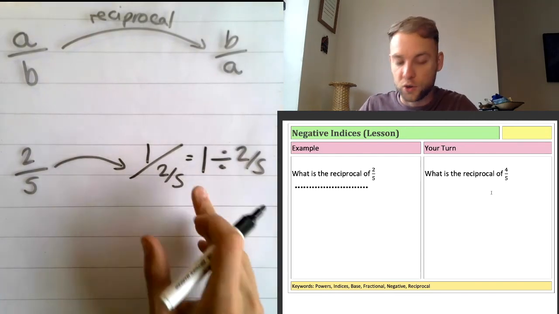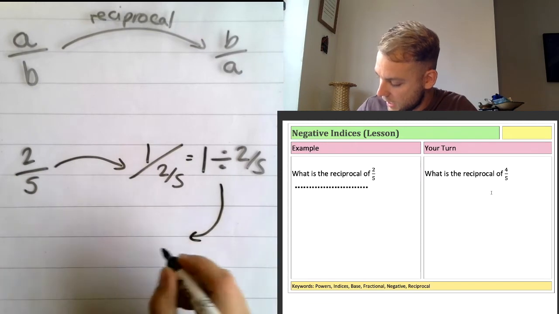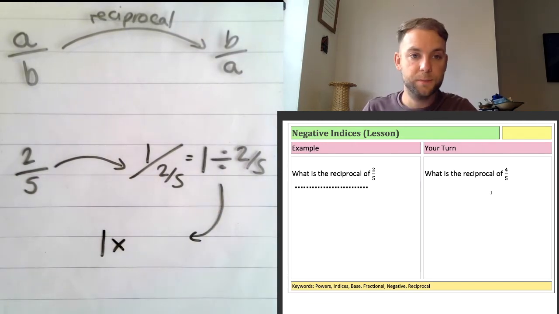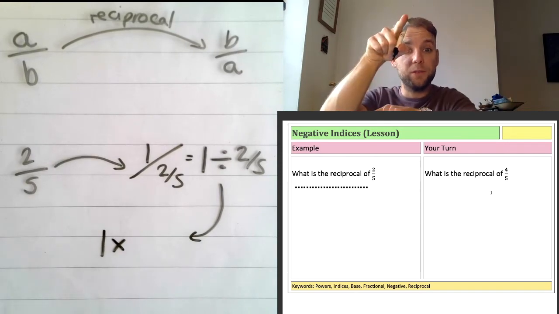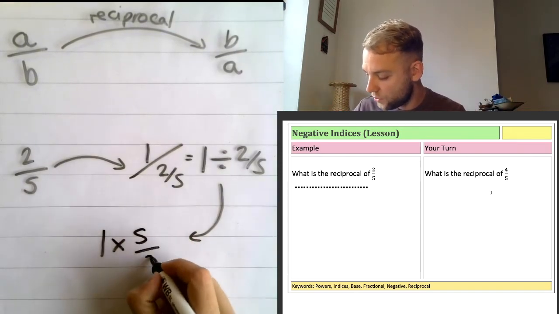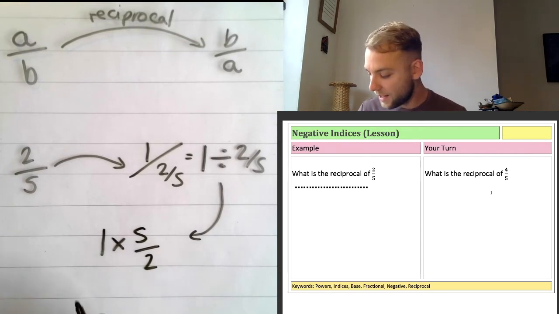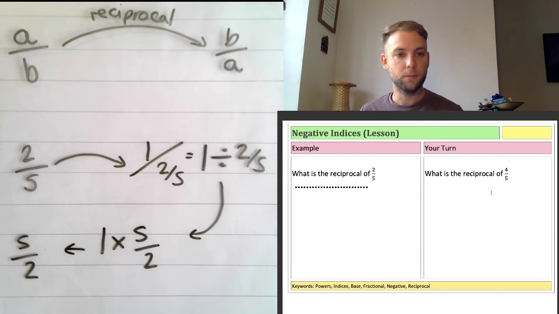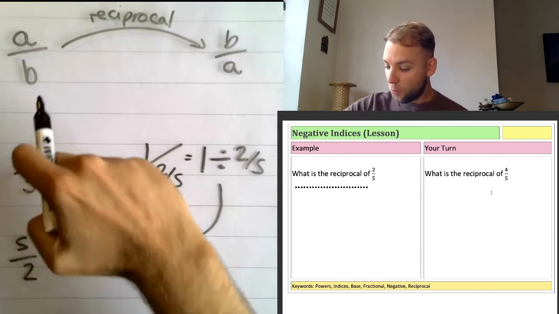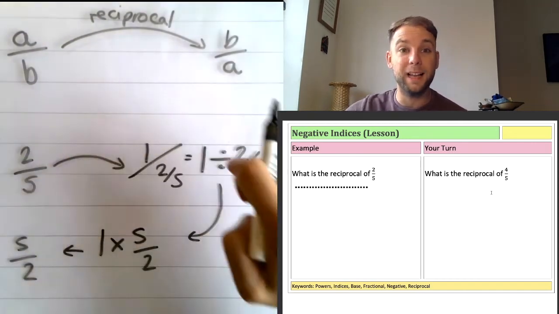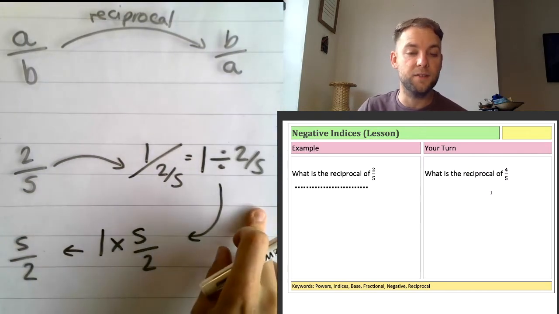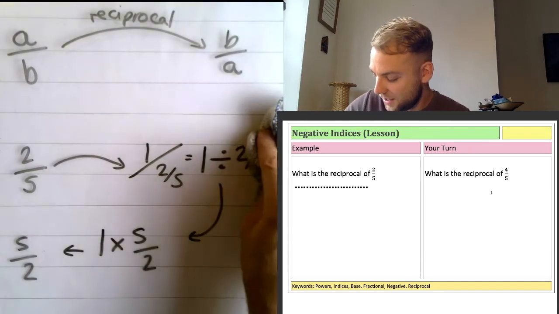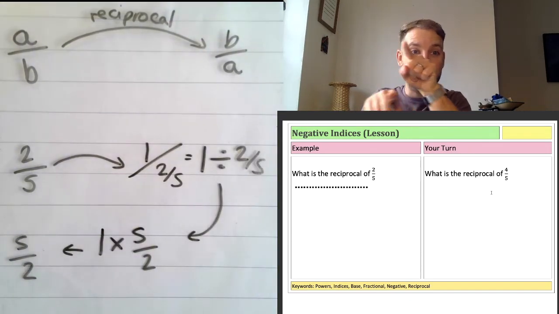So I keep the first one. I change the divide to a times. And then I flip this round, don't I? So it's going to be 5 over 2. And then 1 times 5 over 2 is 5 over 2. Flipping it round. Now, you don't need to do this every time. This is just a little proof using dividing fractions. All you need to know is that when you're doing this, you flip it round.